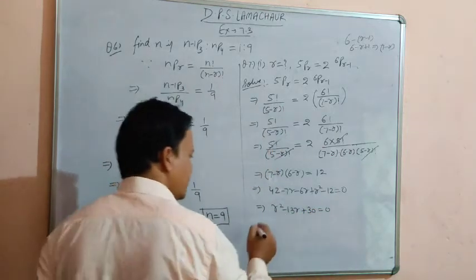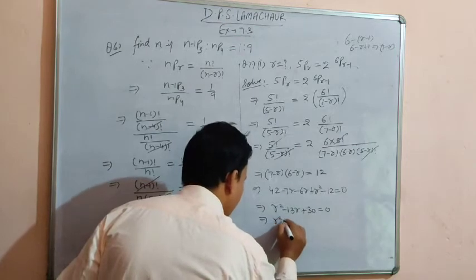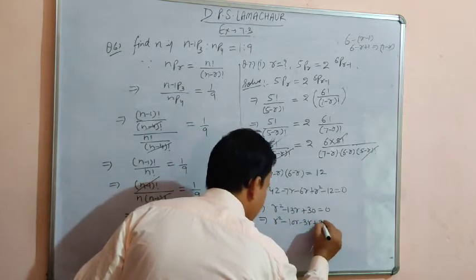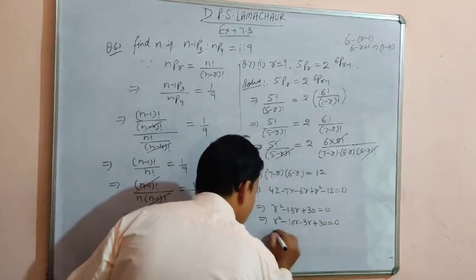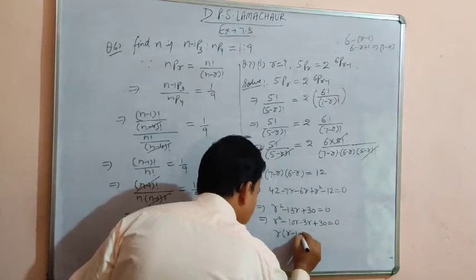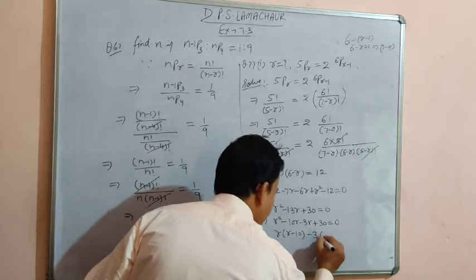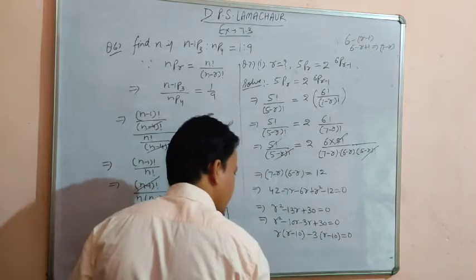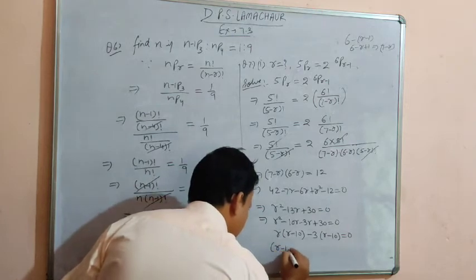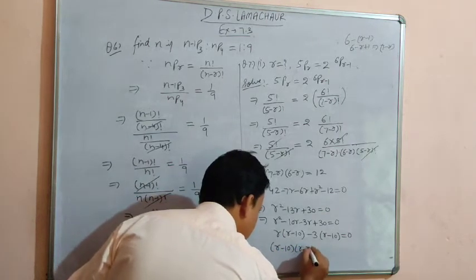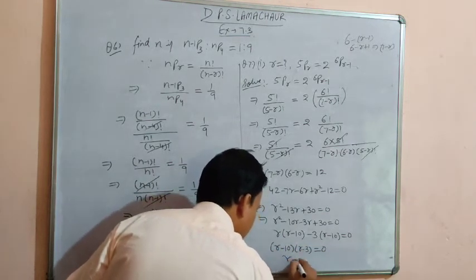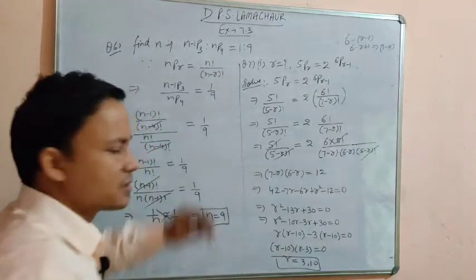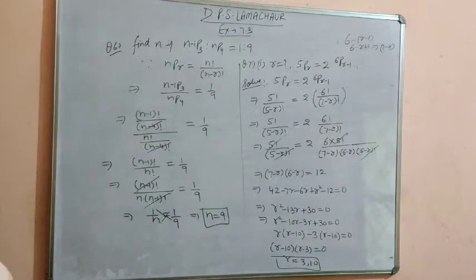Now splitting the middle term we get r² minus 10r minus 3r plus 30 equal to 0. Taking r common, r minus 10, and here taking out minus 3 as common, r minus 10 equal to 0. So one factor is r minus 10, another factor is r minus 3, equating to 0. We got two answers of r, that is 3 and 10. So pause the video and take the screenshot.